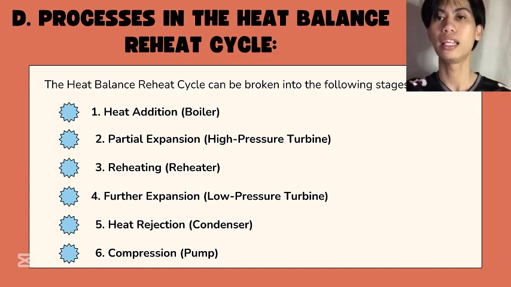Number 3 is reheating. It is the reheater. The partially expanded steam is reheated to a high temperature at constant pressure. Number 4 is further expansion. Low-pressure turbine. The reheated steam expands in the low-pressure turbine, performing additional work. Number 5 is heat rejection. It is the condenser. The low-pressure steam is condensed into liquid at constant pressure. And the last step is compression. It is the pump. The liquid is pressurized by the feed pump to the boiler pressure.